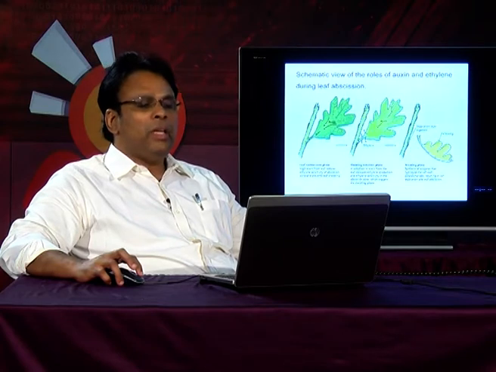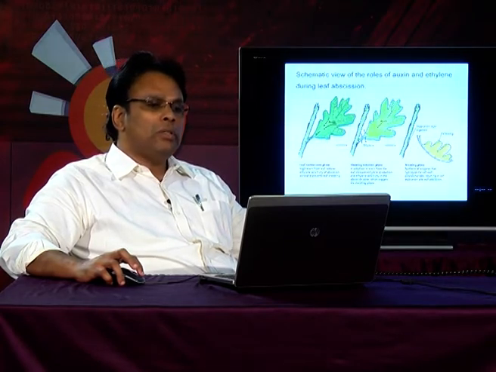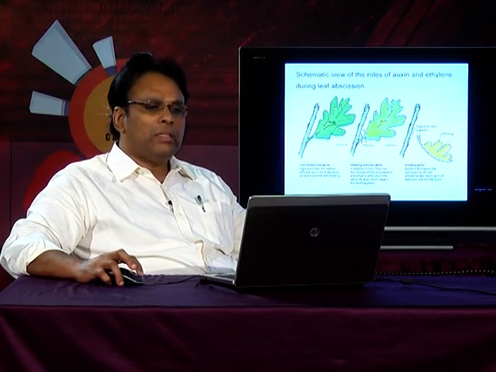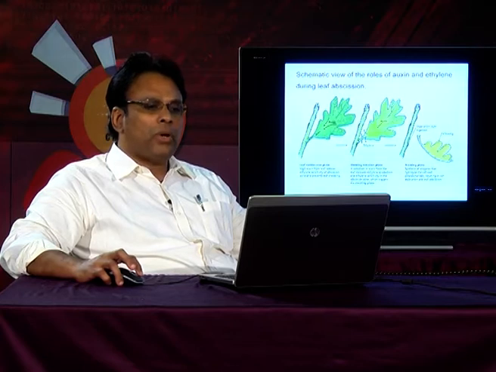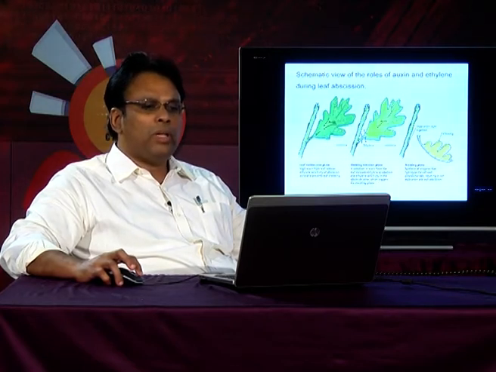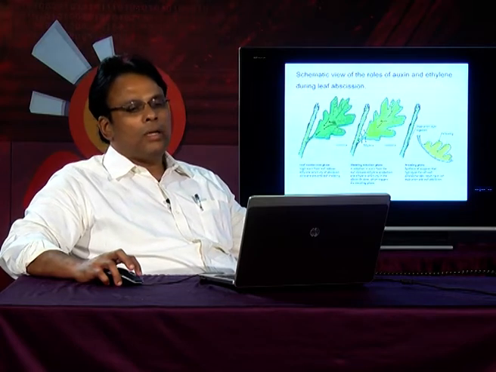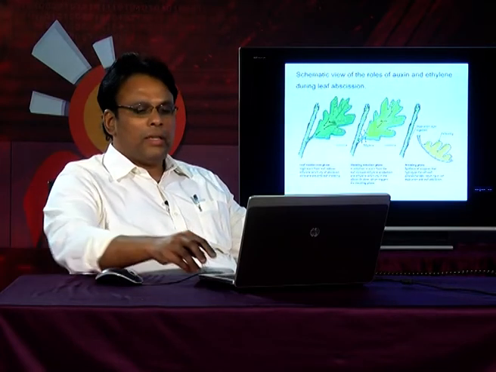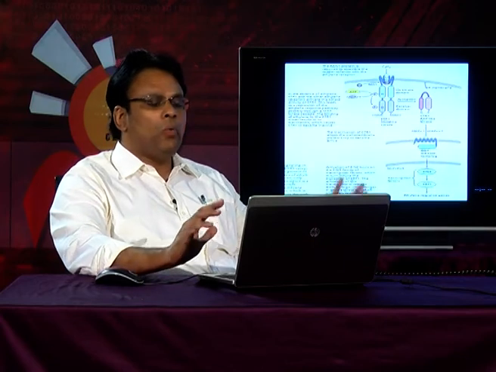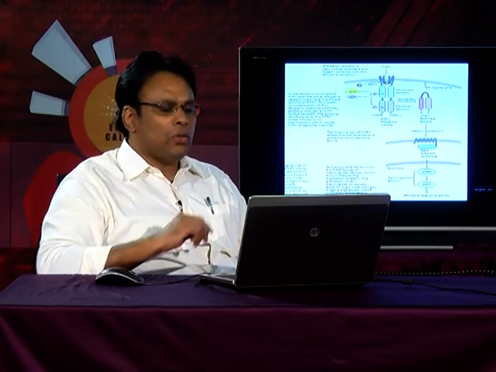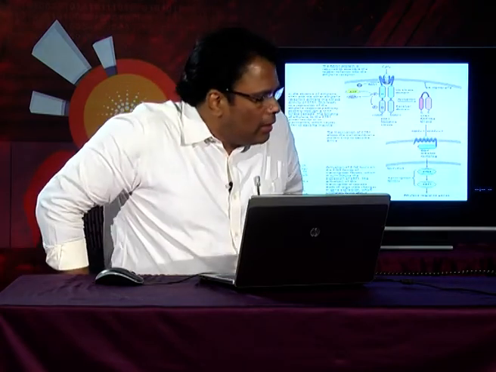So the leaf maintenance phase occurs with the auxin gradient but no ethylene. Induction starts when the production of ethylene starts, and auxin flow is prevented, and in the shedding phase you can see total senescence taking place. And now we come to the ethylene action, how it is occurring. Let me explain directly from the figure.